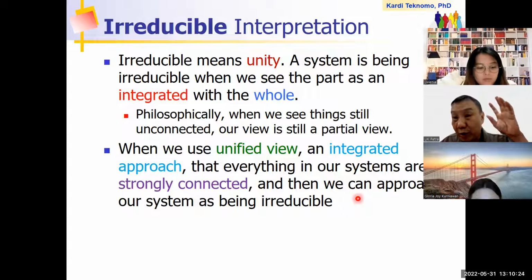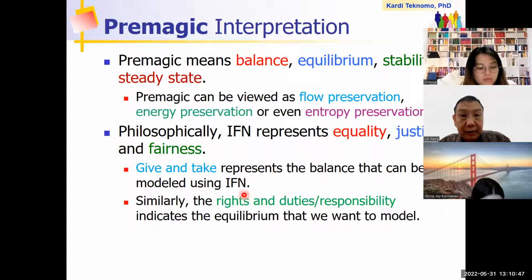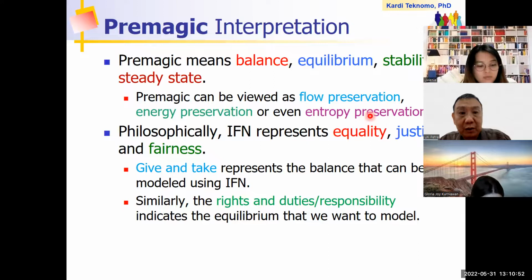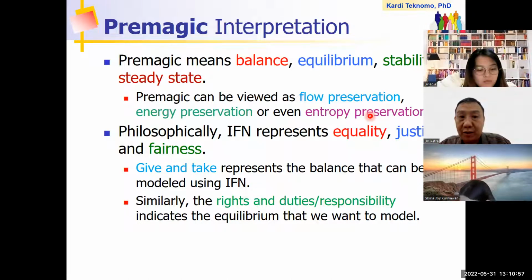Do you get it? So when you want to apply IFN, check two things. Whether it is irreducible or not. Second is whether it is premagic or not. Irreducible means integrated. All the parts that I put into color here are the interpretation of irreducible. Second is premagic: whether your system is premagic or not. What is the meaning of premagic? Balance, equilibrium, stability, or steady state.